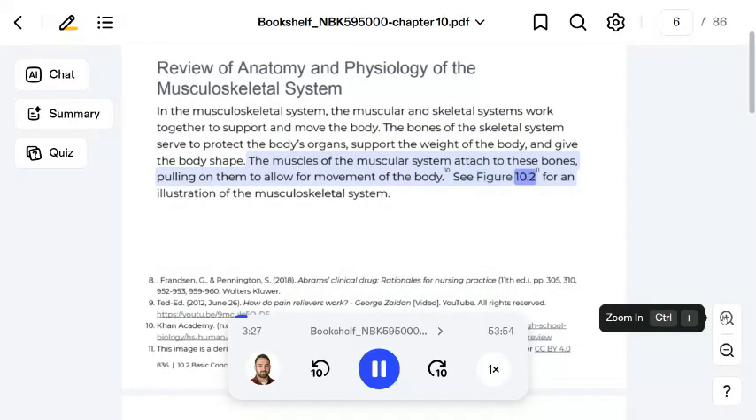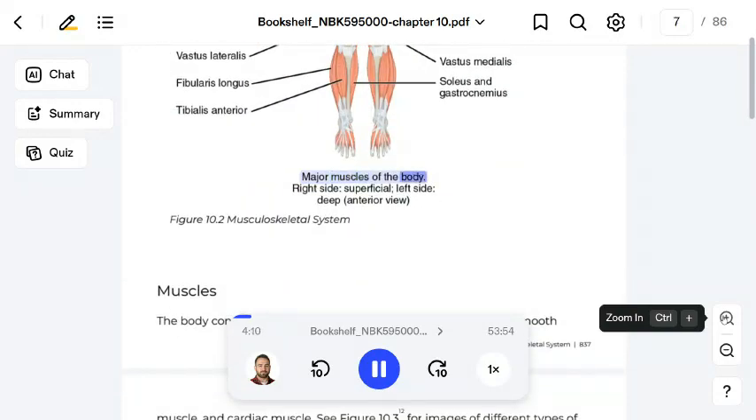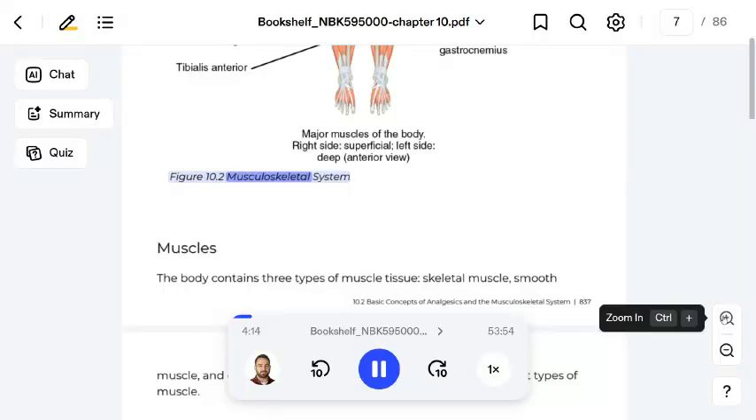See Figure 10.2 for an illustration of the musculoskeletal system, pulling on the bones to allow for movement of the body. Major muscles of the body. Right side superficial, left side deep. Figure 10.2 Musculoskeletal system. Muscles.